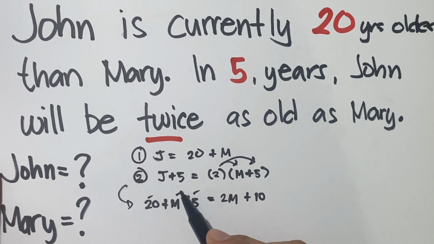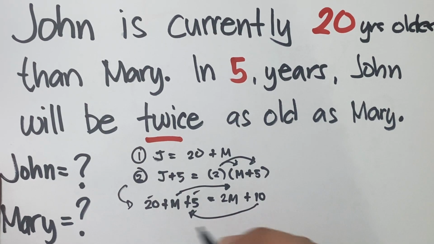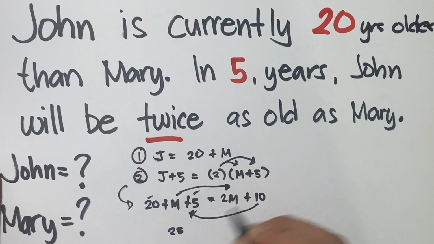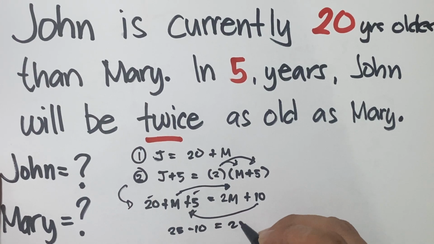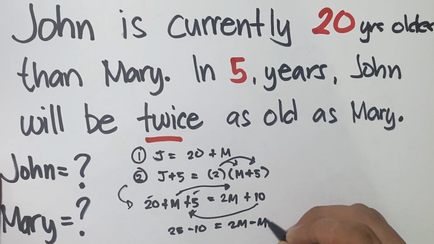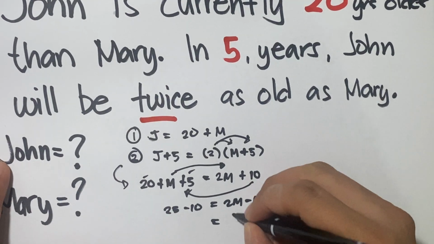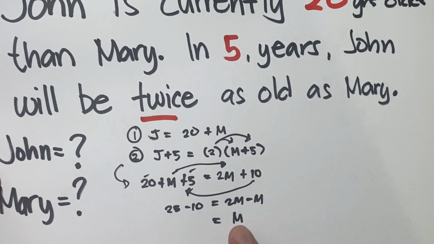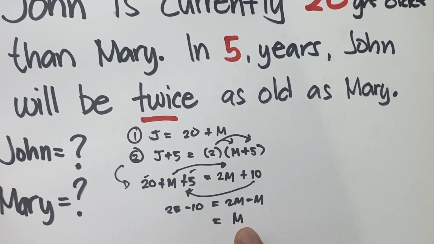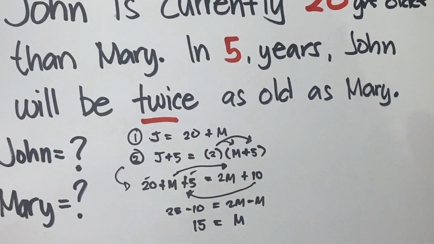This one could be transposed to the other side of the equation, and this one also could be transposed onto the other side of the equation. So what we'll have here is 25 minus 10 is equal to 2M minus M. Having all of that, we will have 2M minus M is equal to M. So now we will have the value of the age of Mary, which is equal to 25 minus 10, and that would be equal to 15.